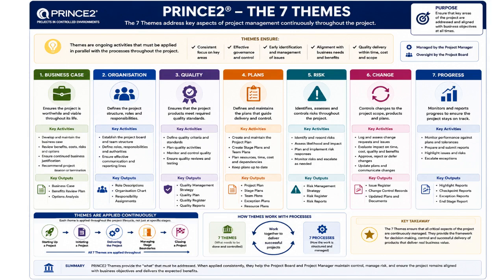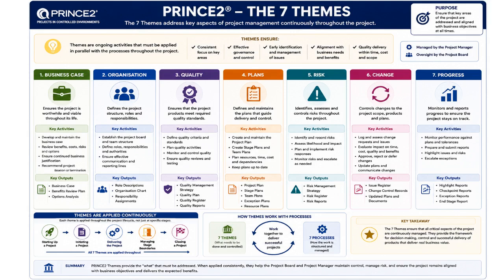At the top of the slide, we can see the overall purpose of the themes: to ensure that all critical areas of the project remain aligned with business objectives, stakeholder expectations, governance requirements, and delivery outcomes at all times. The themes also ensure consistent governance, early issue identification, effective control, and alignment between project delivery and organizational value. While the project manager applies the themes operationally, oversight is maintained by the project board. Let us now look at each theme individually.